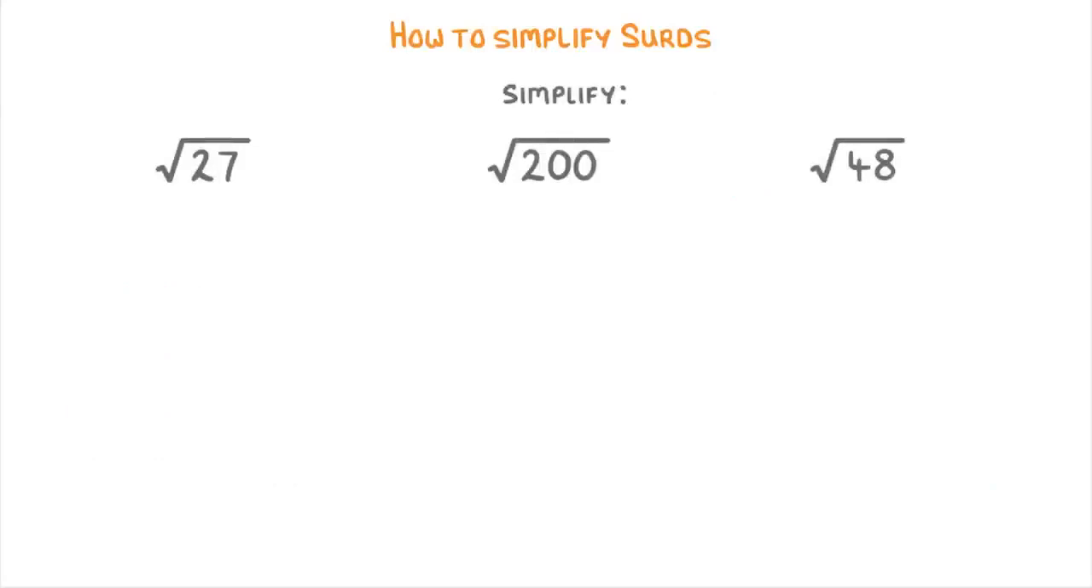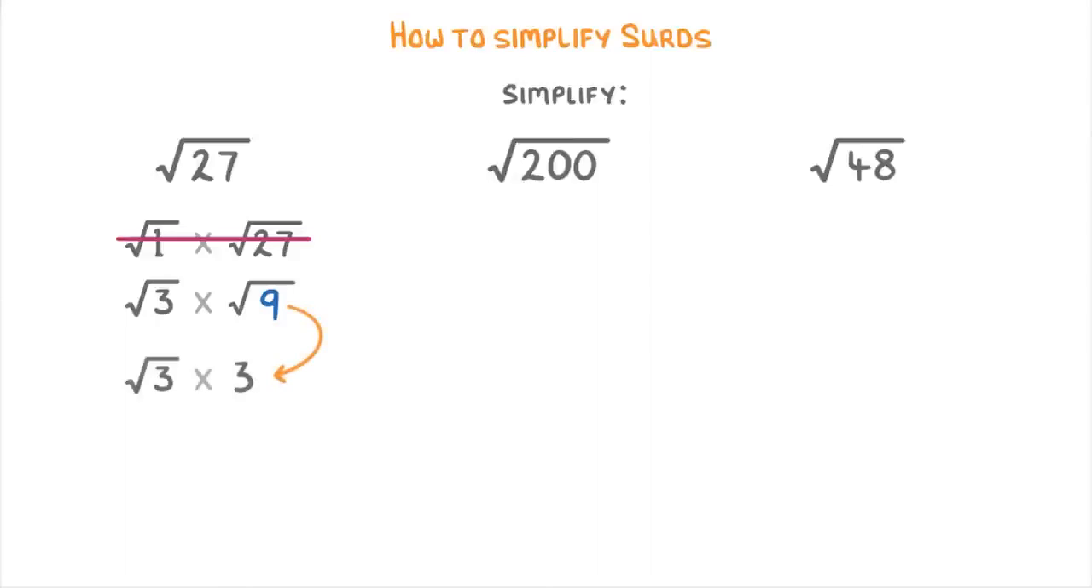Let's try the same thing for these surds. So for the square root of 27, we need to find a factor pair of 27 that contains a square number. And if you don't just know it off the top of your head, you can write out all the factor pairs. So root 1 times root 27, and root 3 times root 9. Root 1 times the original number is never going to help though, so we can cross this one out. The thing to spot is that the 9 here is a square number. So we can rewrite the root 9 as a 3 to get root 3 times 3, then swap them around to get 3 times root 3, and then just write that as 3 root 3 as our final answer.